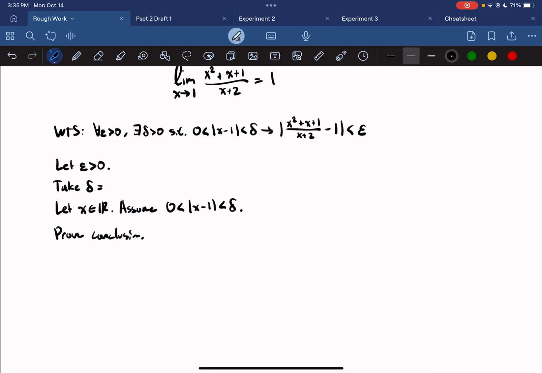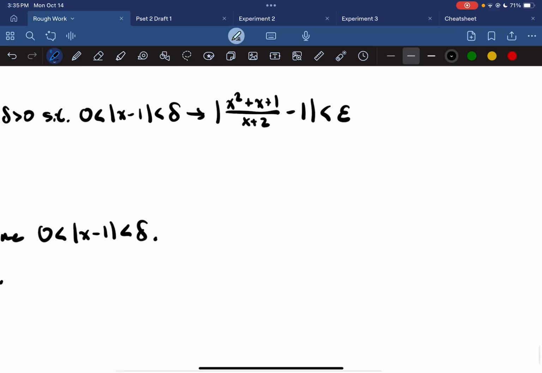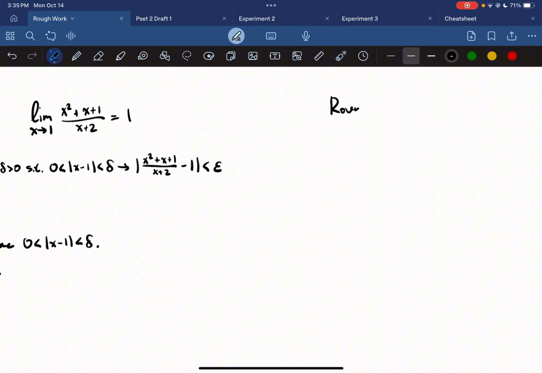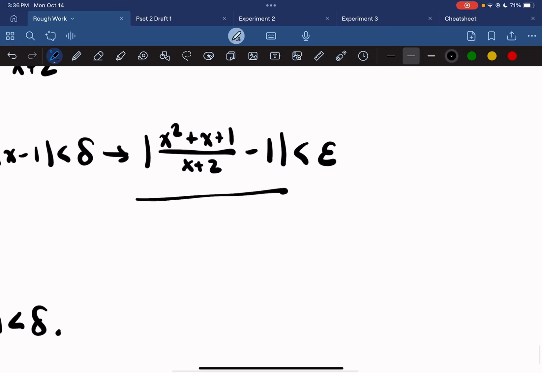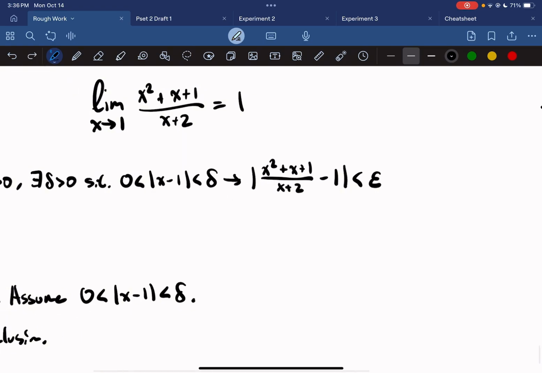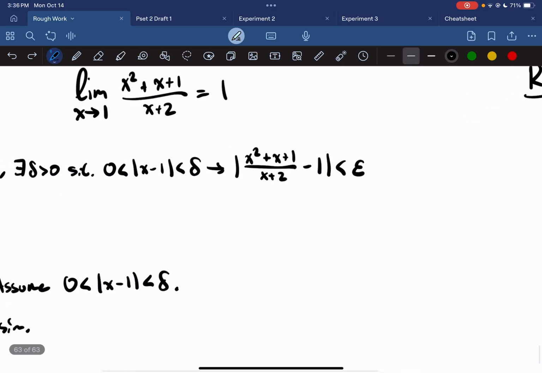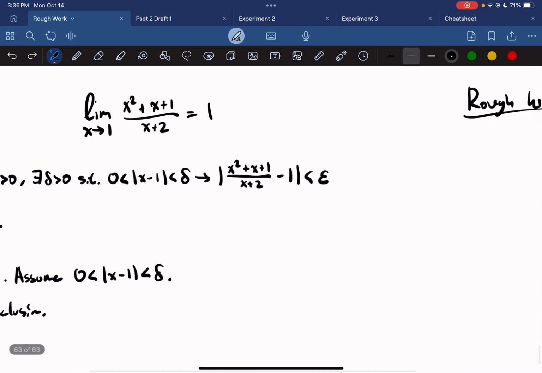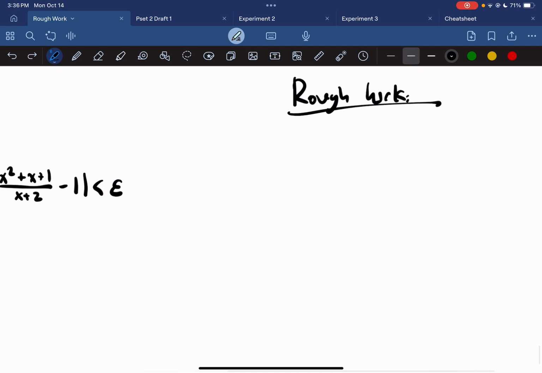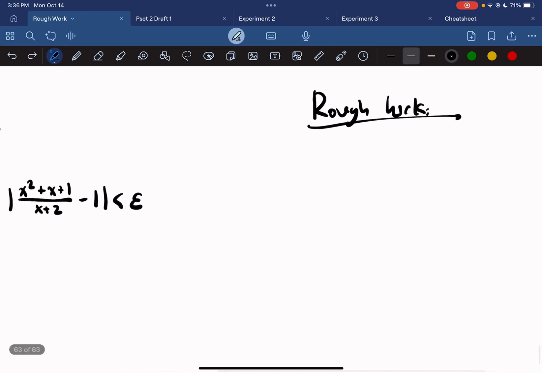And the most difficult part of this is obviously choosing our delta. What the heck is delta going to be? And a good way to start is first by doing the rough work. A good way to start is just by trying to algebraically manipulate the conclusion into something that's a bit more familiar in terms of either our assumption or something else we know about limits. So let's see what we can do.